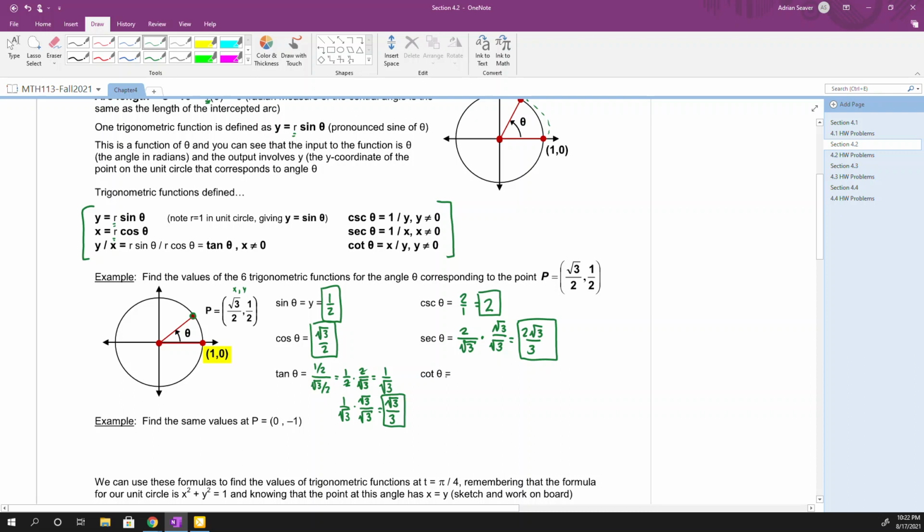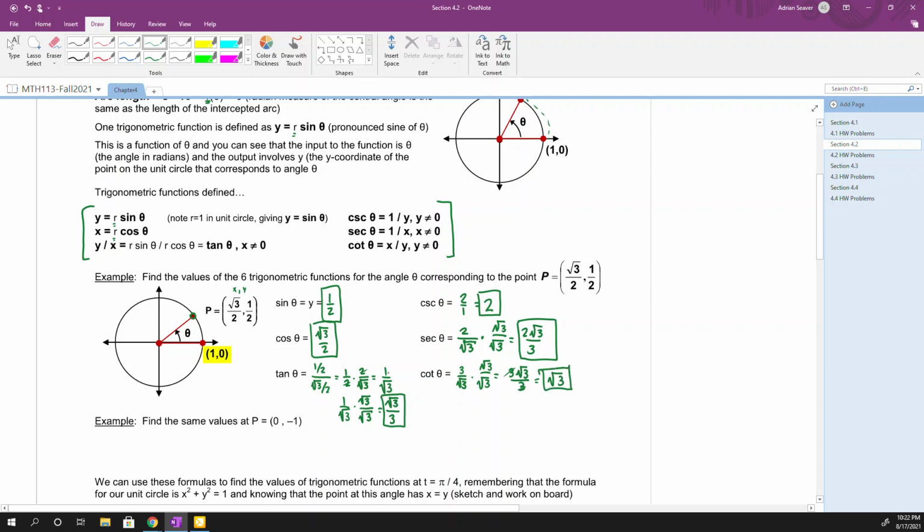Now, cotangent I find interesting because we could take our tangent, right, and we could flip that. And we could say, well, that would be 3 over square root of 3. Right? And we go through the same process. I'd need to rationalize that denominator. And I would get 3 times the square root of 3 over 3. Well, guess what? The 3's would cancel. And you get square root of 3. So that's the correct answer.